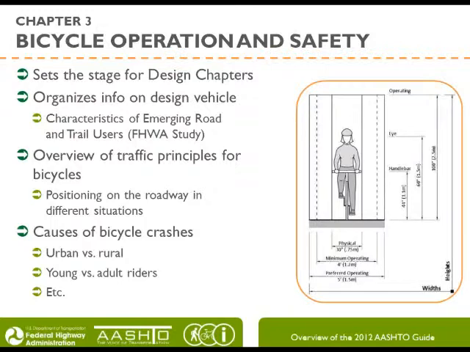It also gives an overview of traffic principles for bicycles, reiterates the very important point that bicycles are vehicles, and then talks about positioning on the roadway in different situations, importance of following the rules of the road, those kinds of things. And then finally, the causes of bike crashes. And it doesn't go into a lot of detail, but it has some good discussion about the different patterns of urban versus rural. For example, urban, more intersection-based, rural might be some long stretches of narrow two-lane roadways. It talks about different ages and the different patterns we see on adult, young versus adult riders.